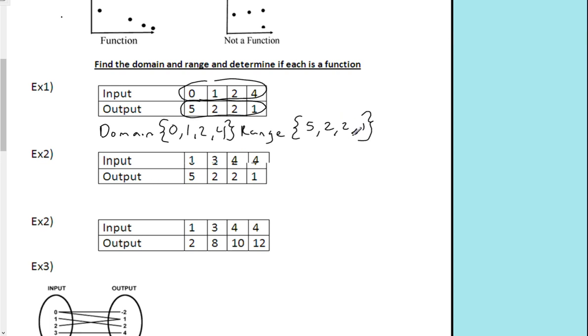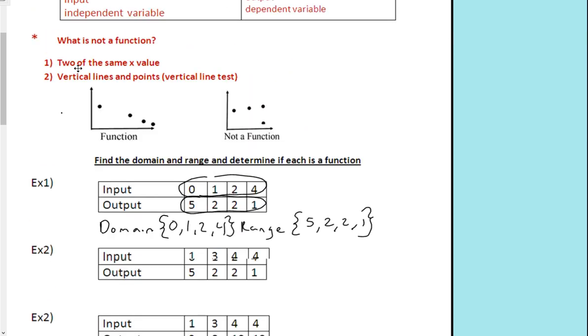And you write them in a set. The second half, is this a function or is this not a function? Well, here's what you do. Go back to what we were talking about a few minutes ago. If you have two of the same x values but different y values, it's not a function.